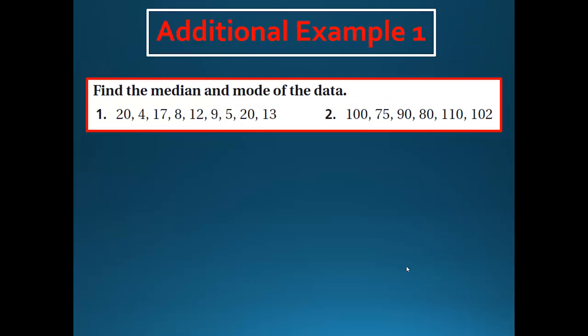Now we have an additional example. You can pause the video and try it on your own, or you may follow along. We're going to find the median and mode of the data. So for number 1, our first step is to put these numbers in order from least to greatest. So we're going to have 4, and I will cross these numbers off after I've used them. 4, and the next number would be 5.